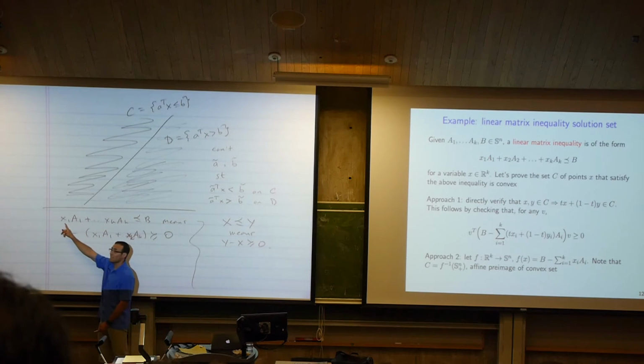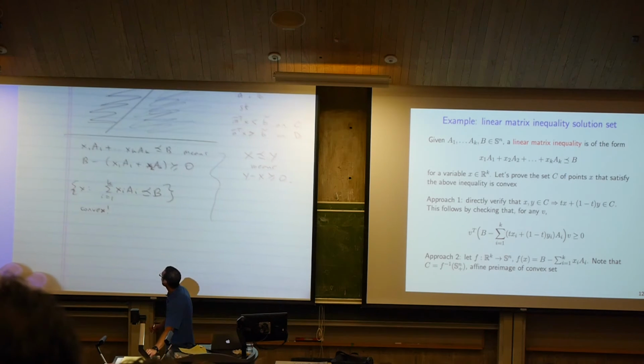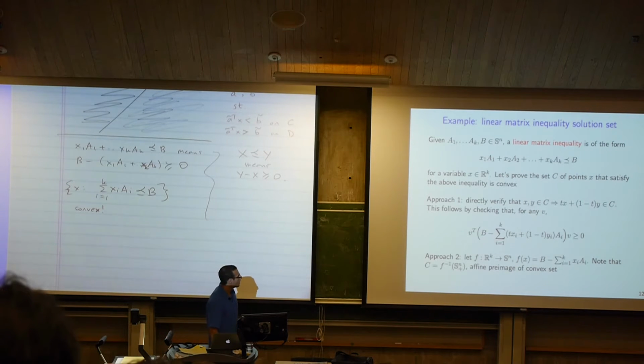So I'm asking for the set of all k vectors x for which this is true. So the set of all x for which the sum of xi, ai, i going from 1 to k is less than or equal to b. Turns out this thing is convex. An interesting property is that it's convex no matter whether ai and bi were positive semi-definite. Okay, it's always convex. So there's two ways to prove that, probably more.